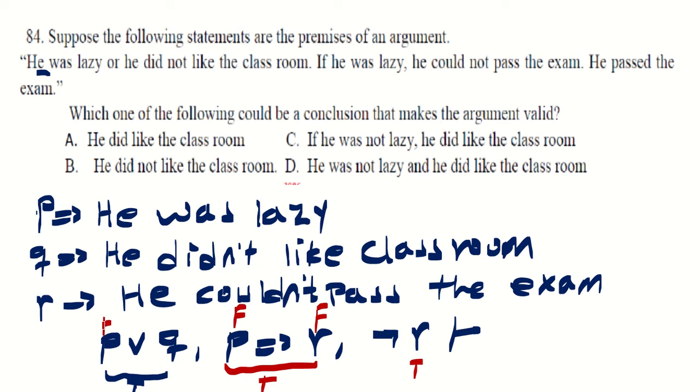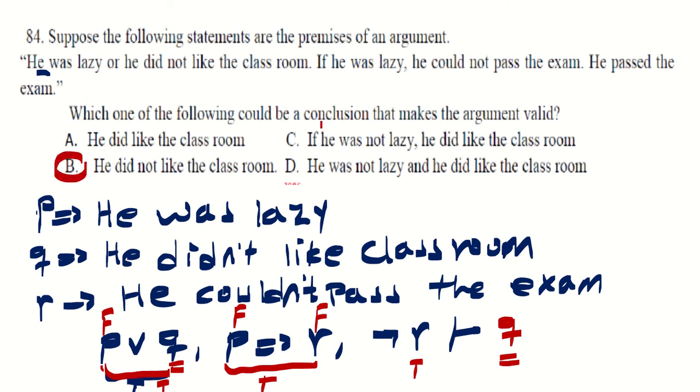If P is false, the whole as a premise is true already, and we said it's an or. In the case of or, there must be at least one true for the whole to be true. So P is already false, we got it. We are connecting logically, and we are coming here. Now necessarily the Q value must be true for the whole to be true. So the conclusion must be Q to be valid. So the Q is what already? He did not like the classroom. So the answer will be B.